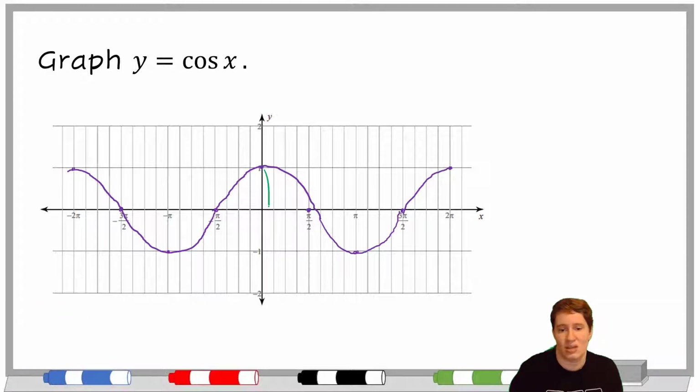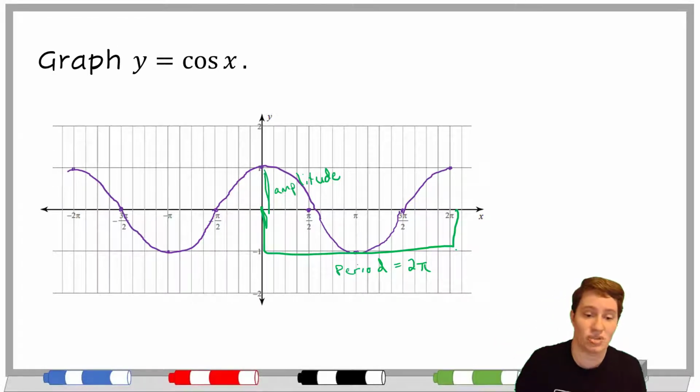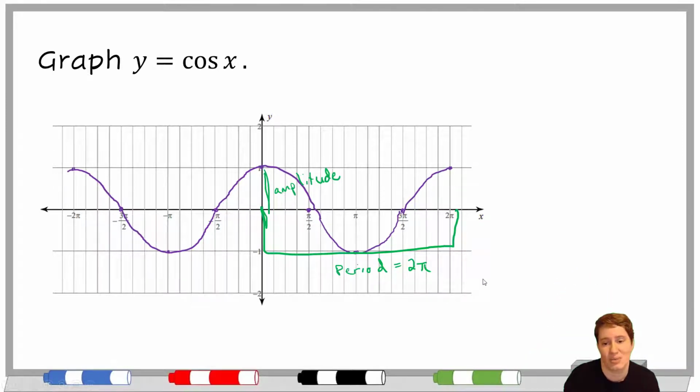Just like with sine, we have this idea of amplitude, and our standard amplitude for cosine is 1. We have this idea of period, how long it takes to do a whole cosine curve, which is going to be 2 pi. And again, we can do all the same things. We can stretch this vertically or horizontally, shrink it vertically or horizontally, or just move it around to different places and get different graphs because of that.